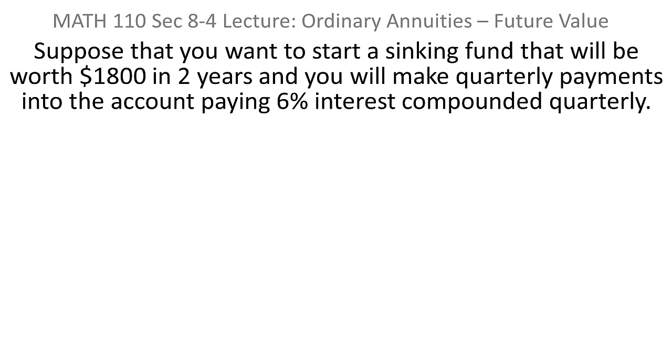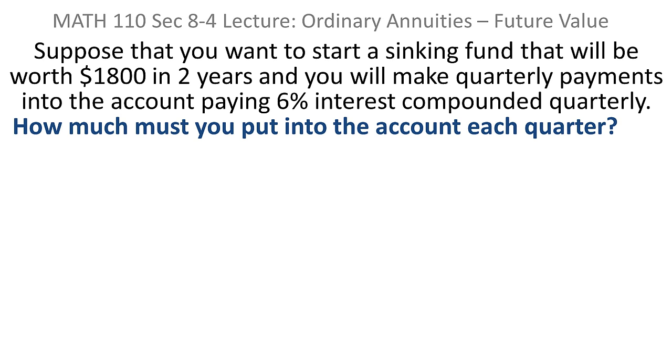Let's do another. Suppose you want to start a sinking fund that will be worth $1,800 in 2 years, and you make quarterly payments this time, not monthly payments, but quarterly payments into the account, paying 6% interest compounded quarterly. And the question is, how much do you need to put into the account each quarter?